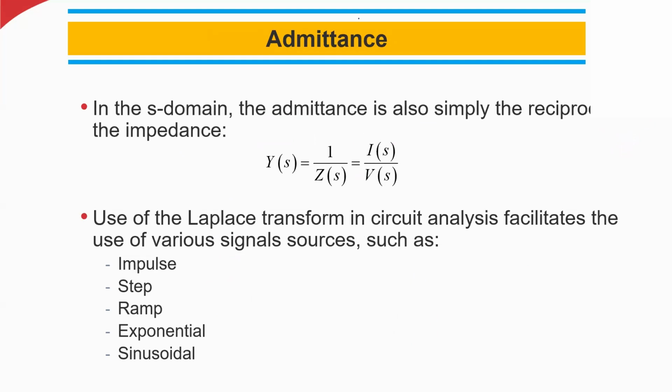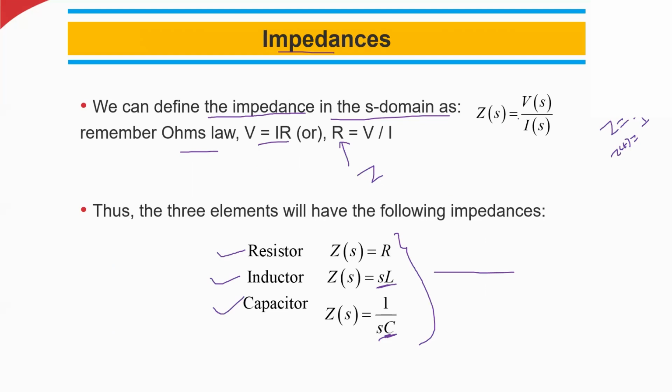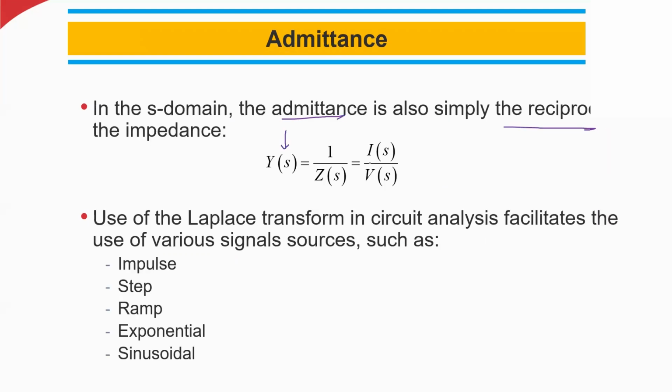And admittance. What is admittance? Admittance in the S domain is also simply the reciprocal of the impedance. You can represent the admittance as Y of S. It's just the reciprocal of the impedance, 1 divided by Z of S. Z of S is, we know already, V of S divided by I of S. So 1 divided by Z of S means I of S divided by V of S.